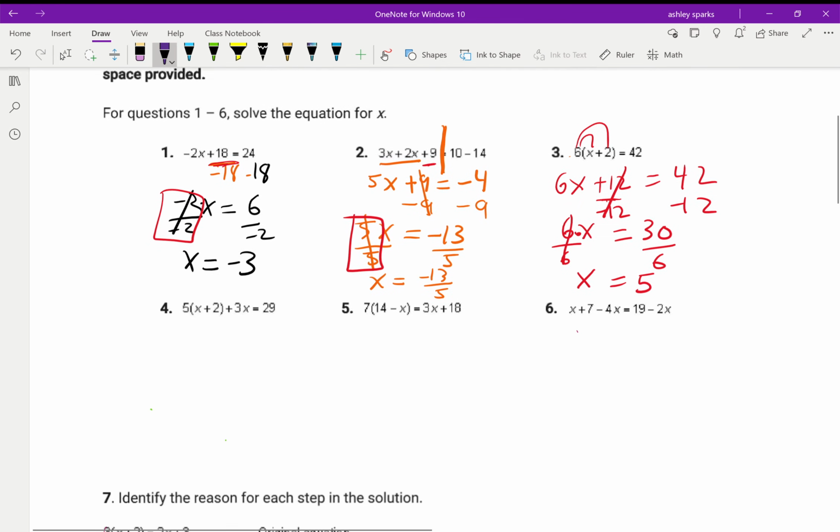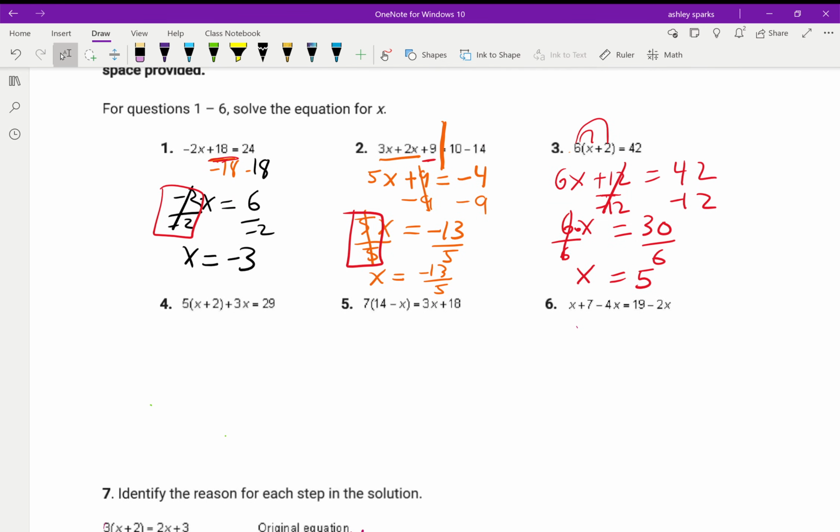Hopefully we're starting to get the hang of this. The next one, anytime you see parentheses, start with the parentheses. Do that distribution. 5 and the x, and the 2. 5 times x is 5x, plus 10, plus that 3x, because he's hanging out here, so we're just rewriting this, is equal to 29.